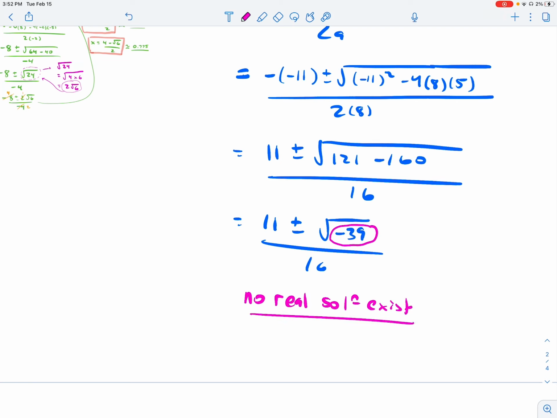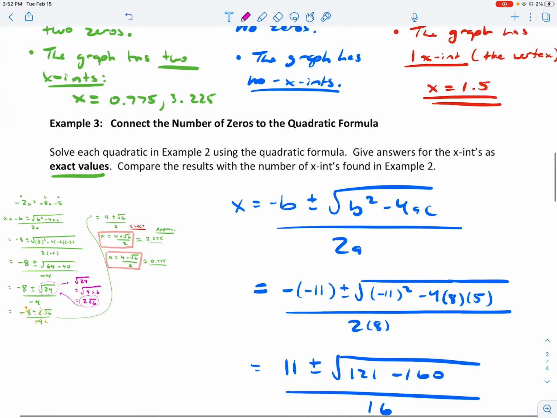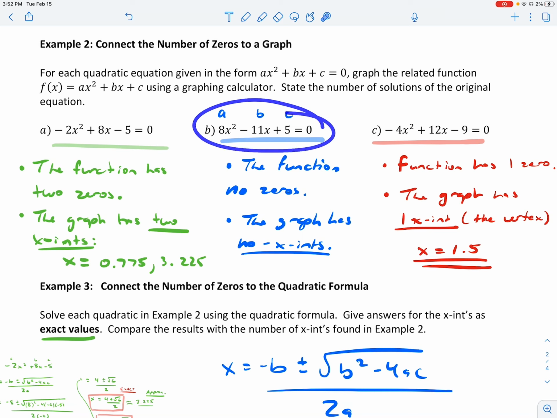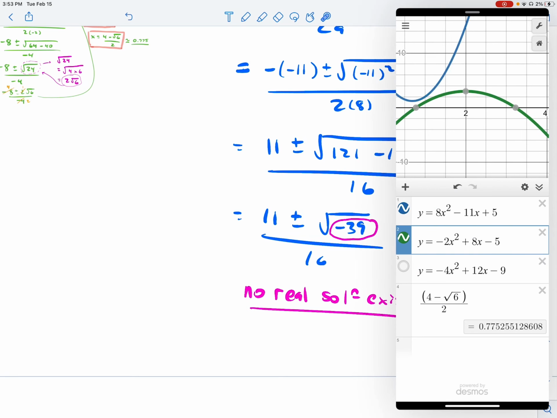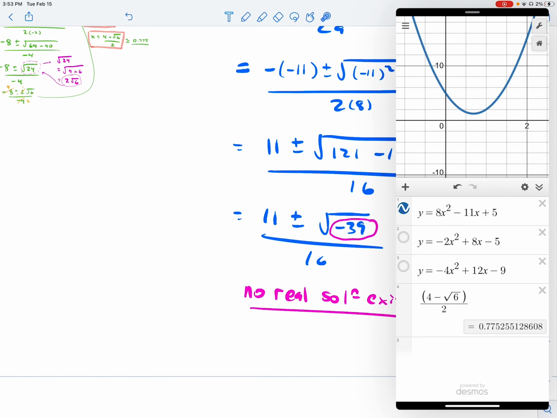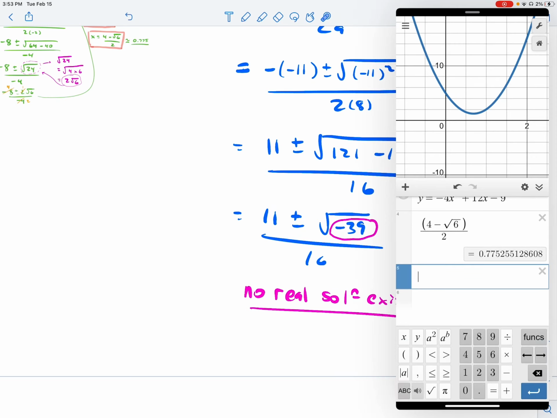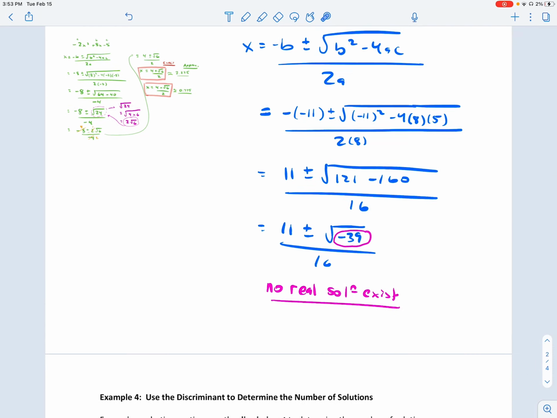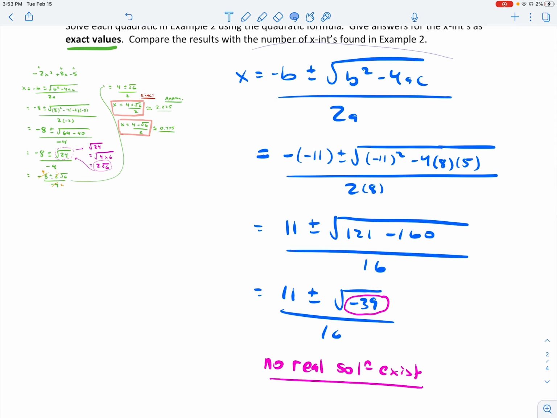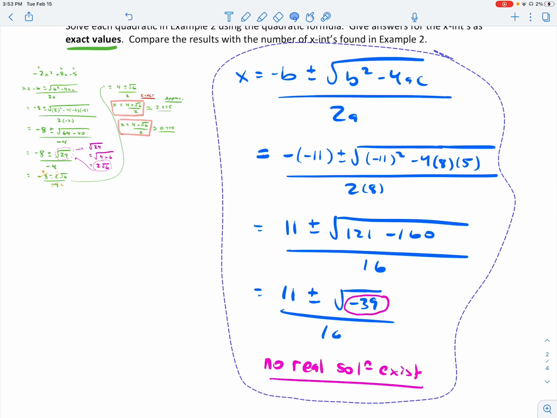How does that relate to what we did in example 2? Well, when we graphed this, the function had no zeros, or no x-intercepts. That's why no solution exists. This was the graph right here in blue. The vertex was above the x-axis and it opened upwards, so there are no x-intercepts, no zeros, and no solution. That always happens when we try to take the square root of a negative number: no solutions exist. Okay, that wasn't too bad. It's kind of nice when that happens. It makes the question a little bit shorter.